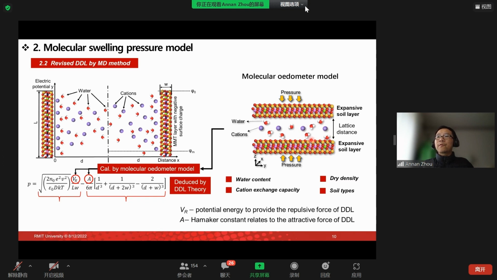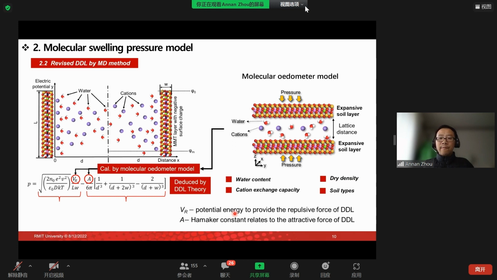The mechanism of the molecular odometer model is very similar to the 1D odometer swelling test in our laboratory. In the molecular model, the expansive soil layers are confined in the X and Y directions. We add different numbers of water molecules into the interlayer space and increase the vertical pressure accordingly to keep no deformation in that direction. The potential energy VR and the Hamaker constant A can be calculated by the molecular odometer model.